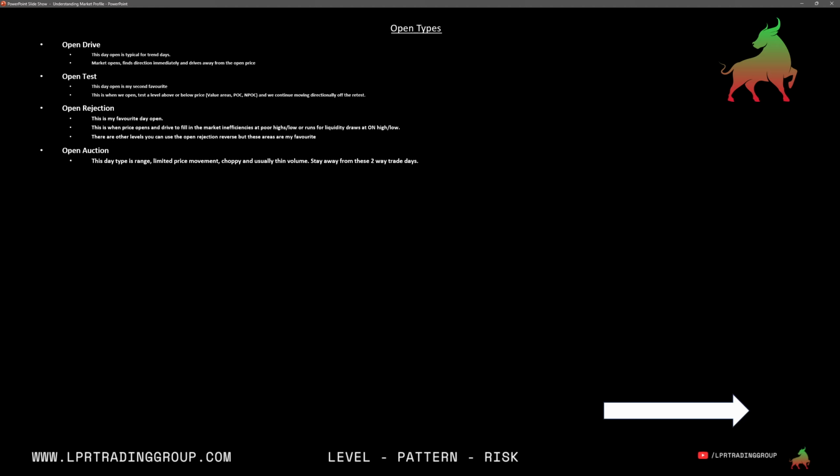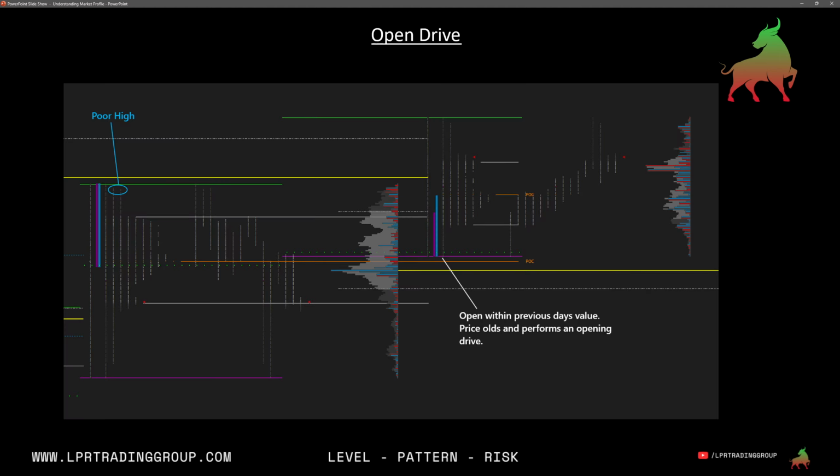Open auction. This day type is range, limited price movement, choppy, and usually thin volume. Stay away from these two trading days here. This open auction day is very, very difficult, and I typically try and identify it quickly and stay away from it. These open auction days typically happen on like half days or news days in the morning. If we've got maybe like a GMT in the afternoon, and then you just have the morning, it just chops around, oscillates, and does really nothing until GMT, and then we have this large explosion.